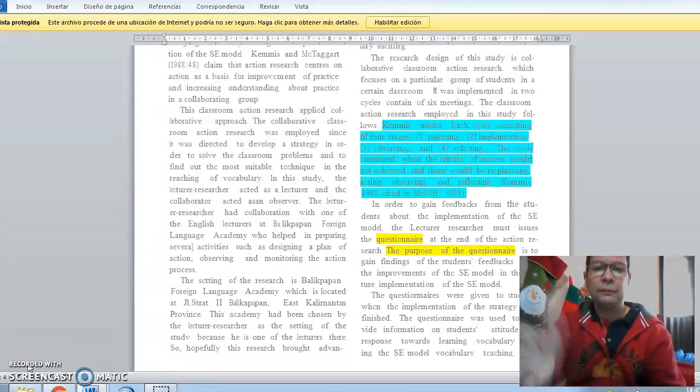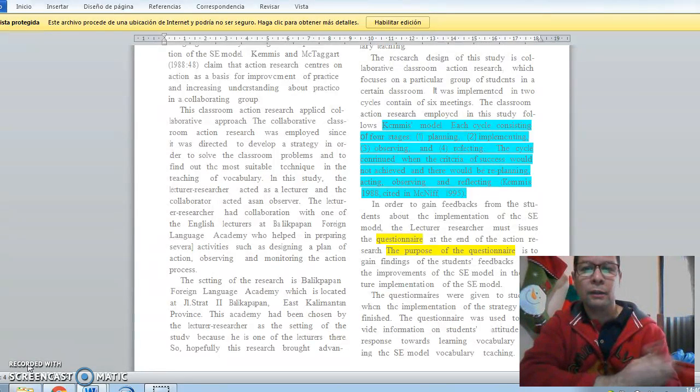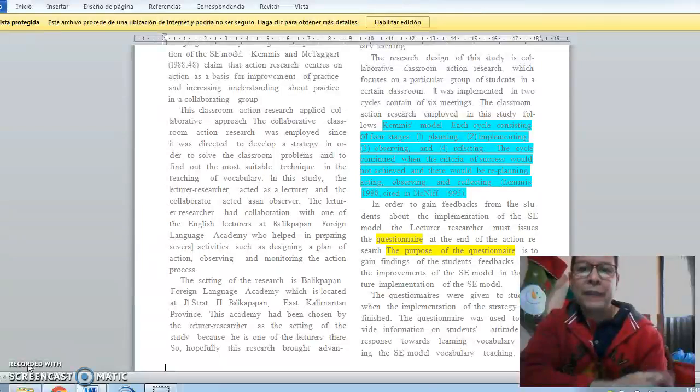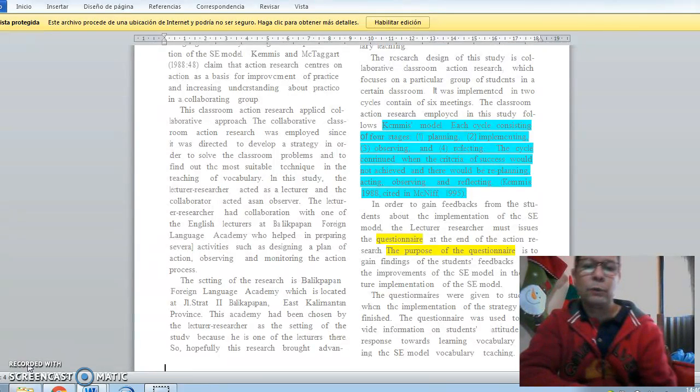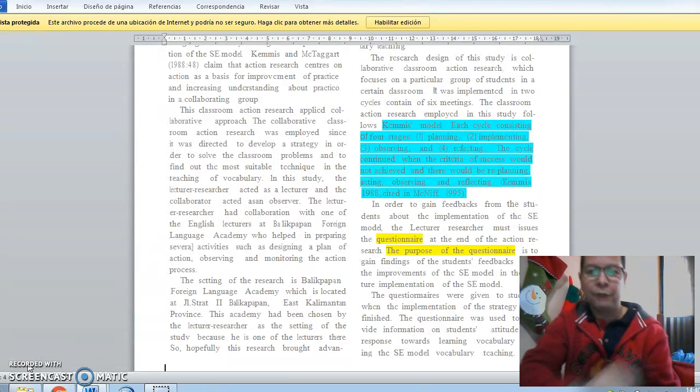And then we can see here the action research model, each cycle consisting of 4 stages: planning, implementing, observing, and reflecting. The cycle continued when the criteria of success were not achieved, and there would be replanning, acting, observing, and reflecting, because that is what we can learn from Kemmis, cited in McTaggart in 1995.